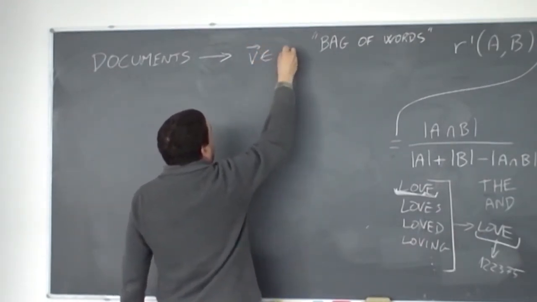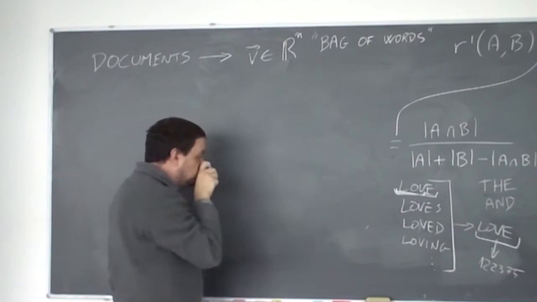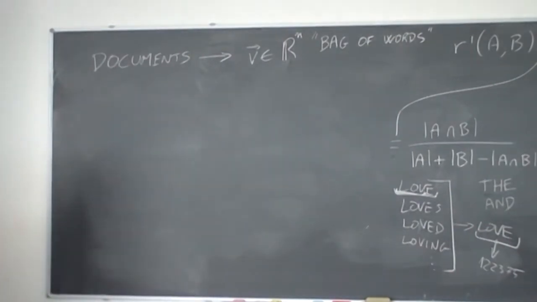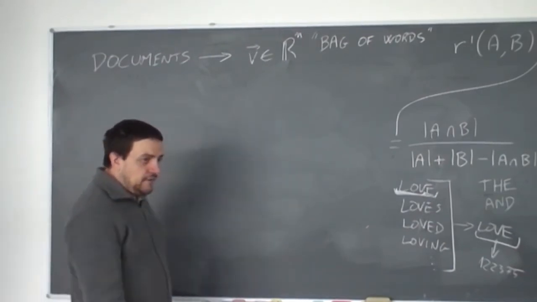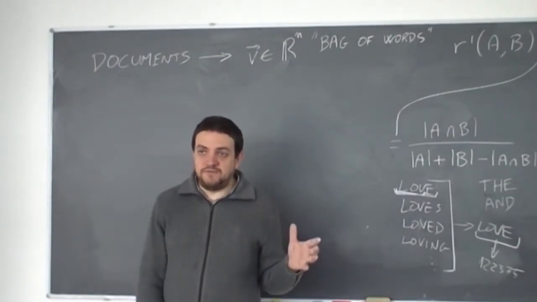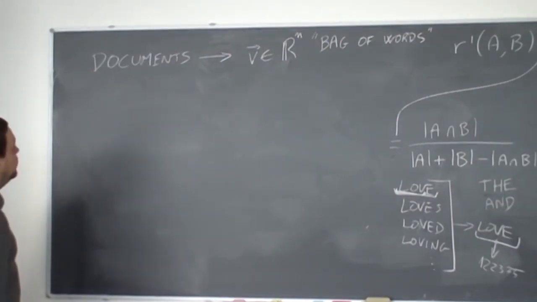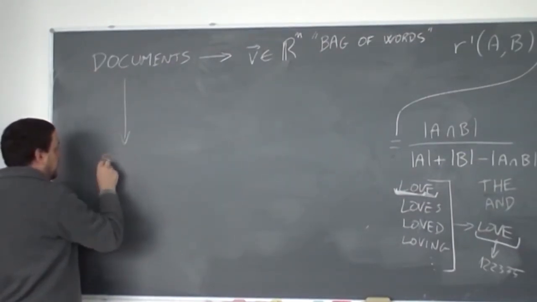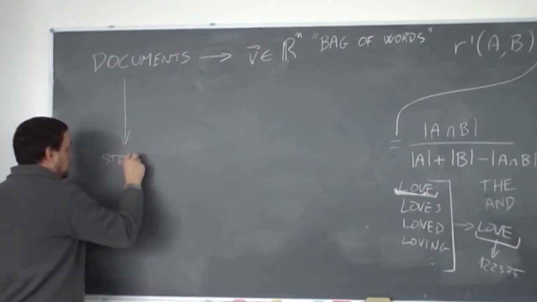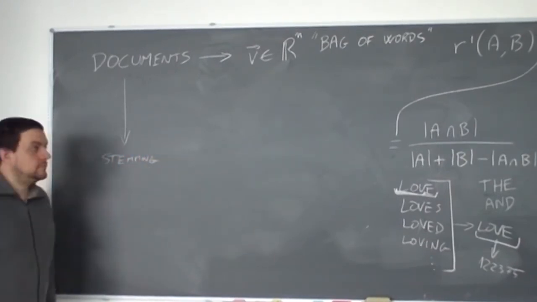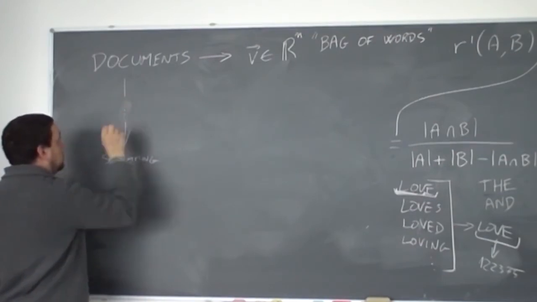Can we represent a document as a vector in a vector space? The idea is yes, by doing something very similar to what we have done before. So suppose that we do all steps up to stemming. Okay, all steps that we have seen before.